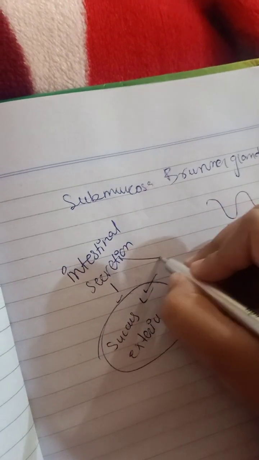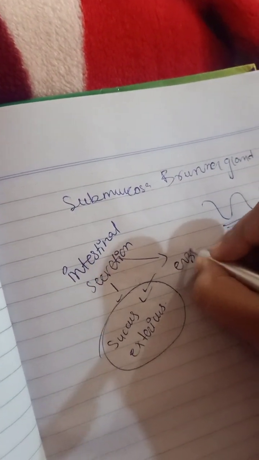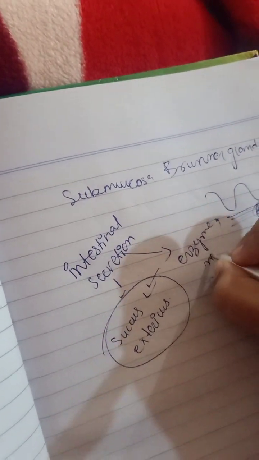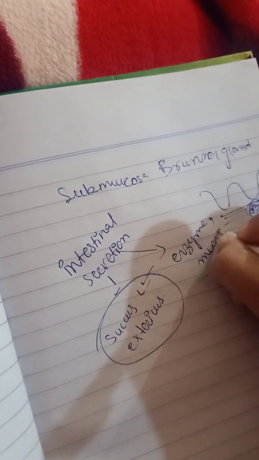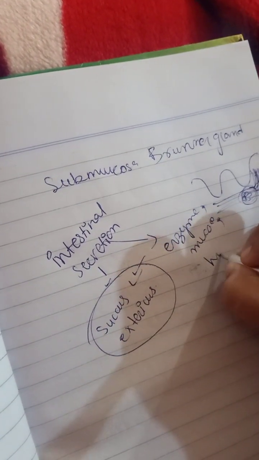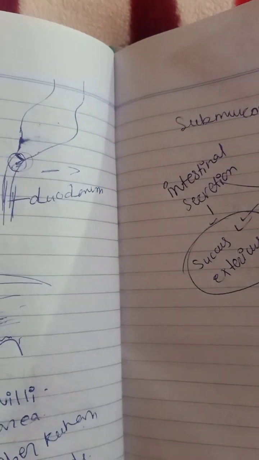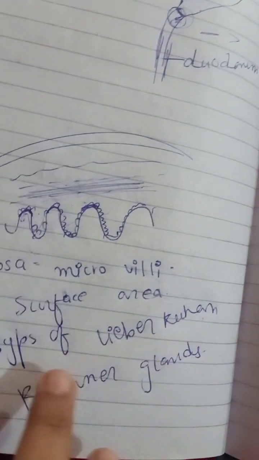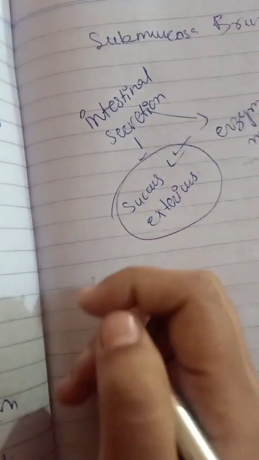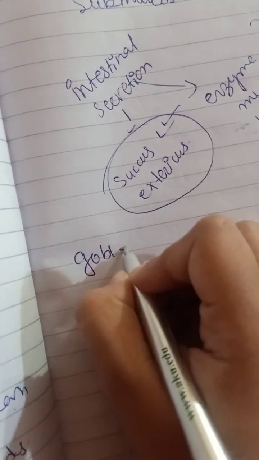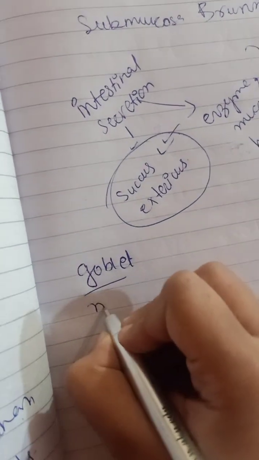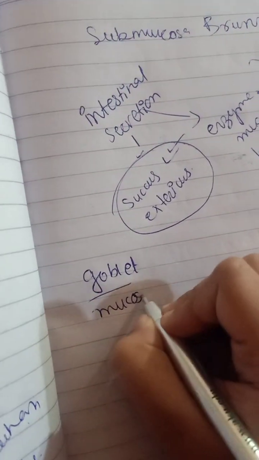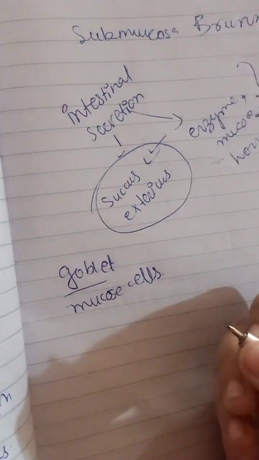If you're talking about the composition, there are enzymes, mucus, and hormones. In the glands there are many cells. Now if you're talking about the cells of the crypts of Lieberkuhn, number one is the goblet cell. Goblet cells are also called mucous cells. This was also in the stomach.